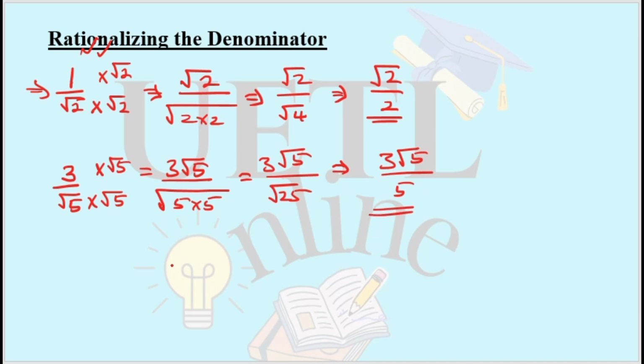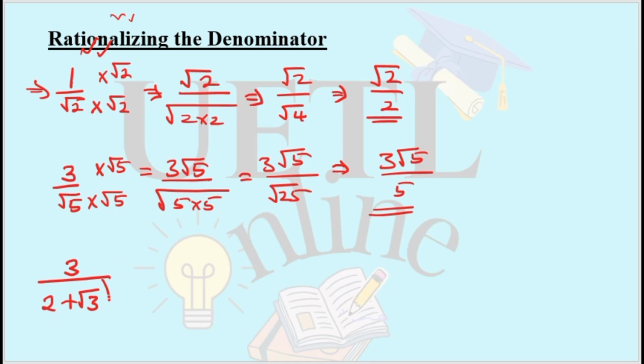Let's go on to a tougher one. Let's say you are given two compound sets. Let's say you have 3 on the top, and you are given 2 plus root 3 at the denominator. You are being asked to rationalize the denominator. You have to rationalize it. How do we do it? Now it's different from this.